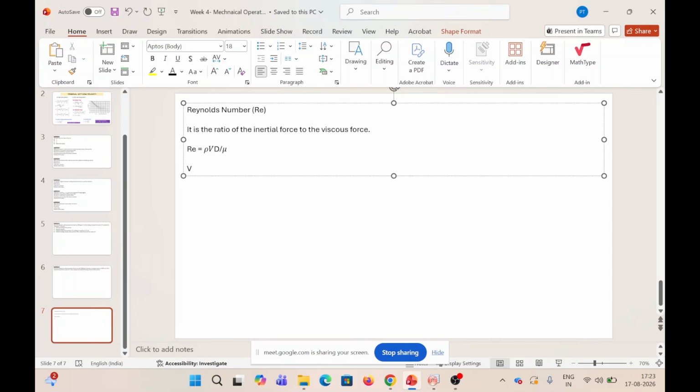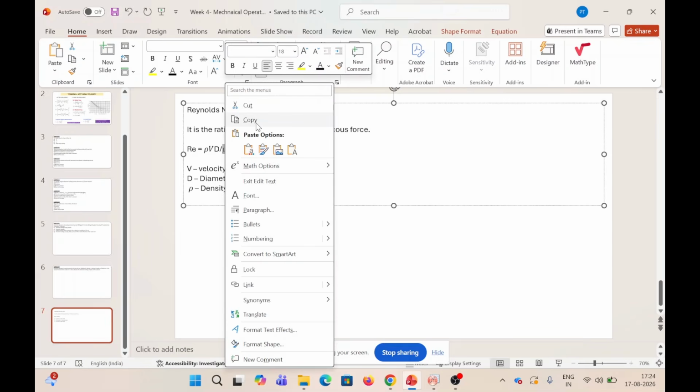Here V is the velocity of the fluid, and D is the diameter of the particle. Your ρ is the density of the fluid. Please be careful, it's not the density of the particle, it's the density of the fluid, and μ is the viscosity of the fluid.